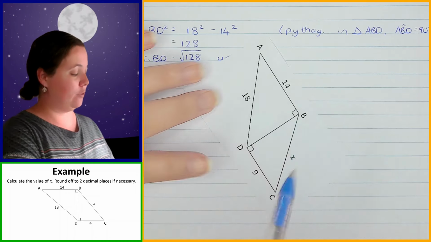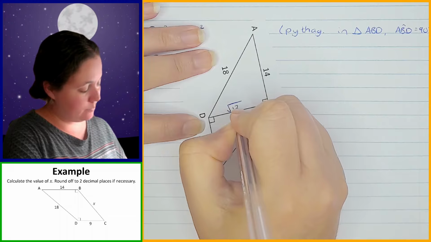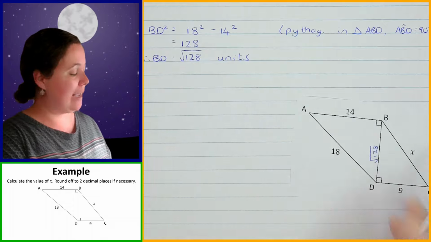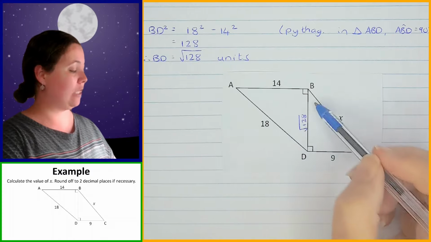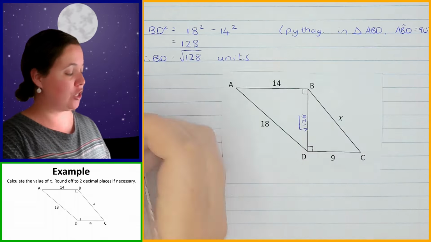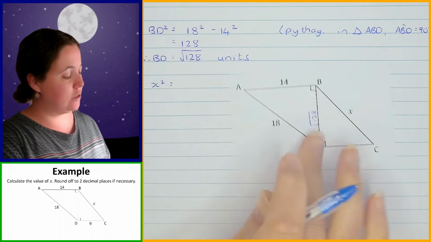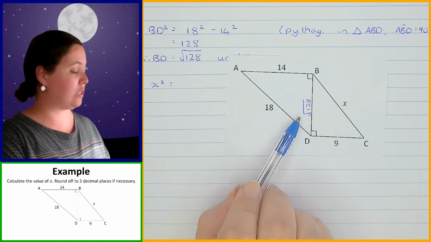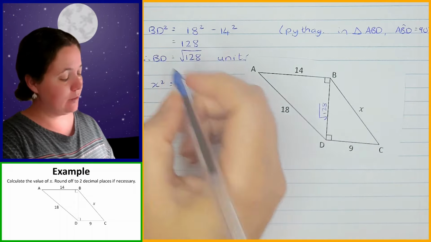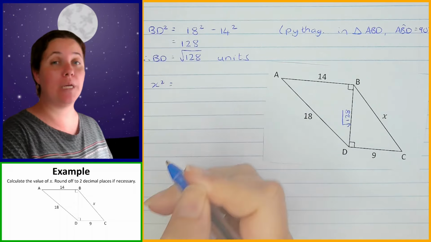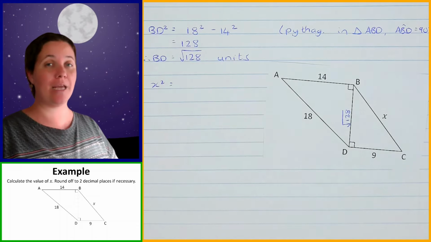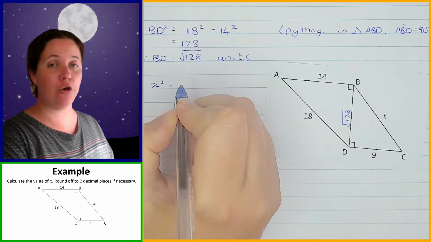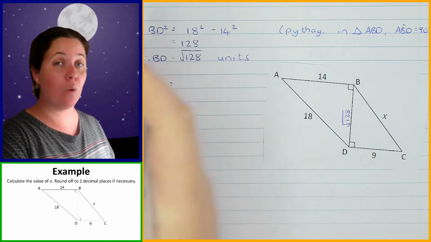Right, now I can go and fill that in over here. And I can use that to help me to work out what x is. Okay, so now x is the hypotenuse in triangle BCD over here. So it's going to be x squared equals, I'm going to square these and add them because I'm working out the hypotenuse now. So it's the square root of 128 squared. Now you could actually just write 128 because when you square root and you square, they cancel each other out. So you could just write straight away 128, or you can write the square root of 128 squared if you want to. Either way is fine.